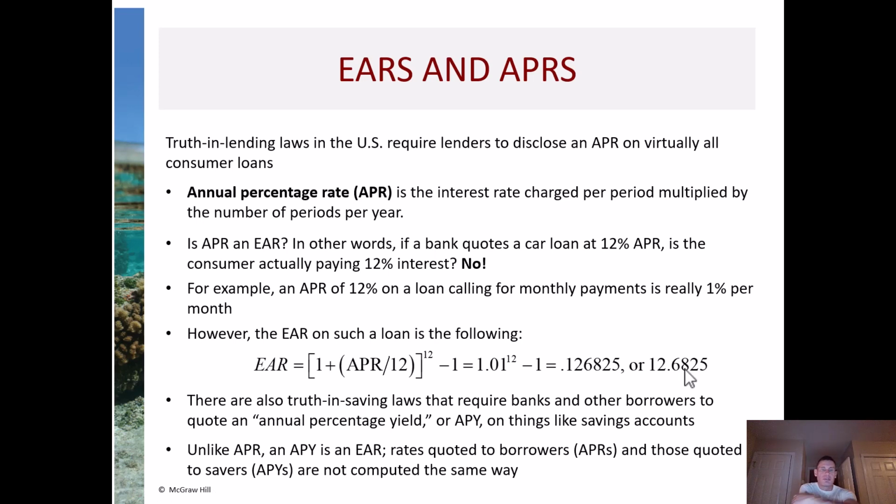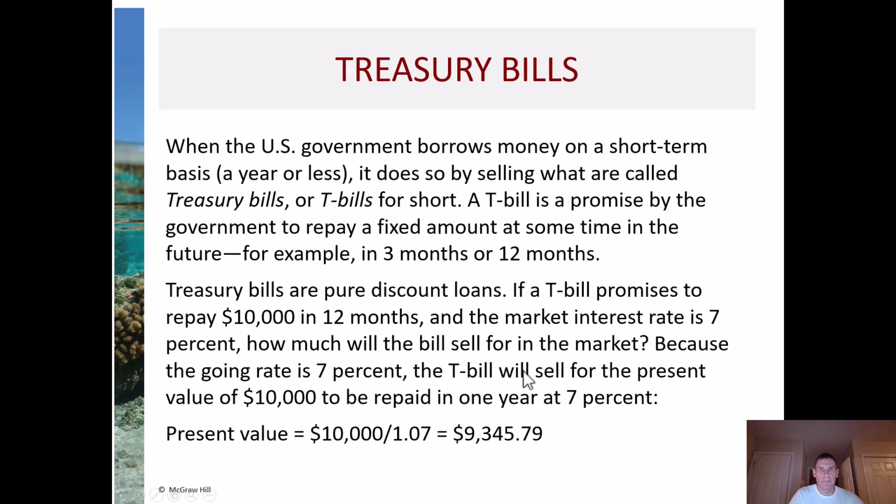There are also what we call truth in saving laws that require banks, credit unions, and other depository institutions to quote what's called an APY. Unlike an APR, an APY is like an EAR. We think about the APY as actually factoring in all of the compounding that our investment instrument, CD or savings account, has done over the period.